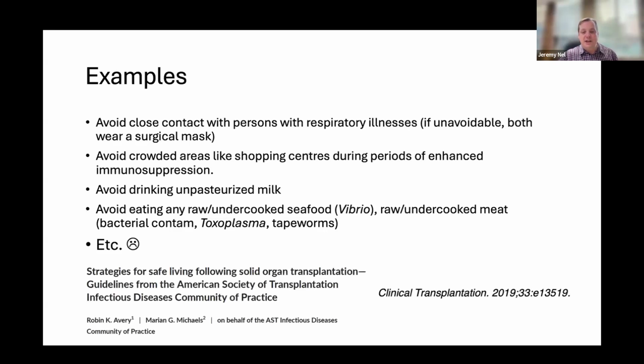but really to work with them, individualize it based on their life choices and what they want to do, and try and find the high impact things that you can tell them, at least for a time limited period, to avoid, to try and maximize this. Robin Avery is the first author on this paper. That's a kind of classic paper, and she's been doing this for years. She's from Harvard. She's been writing about safe living following organ transplantation for decades.